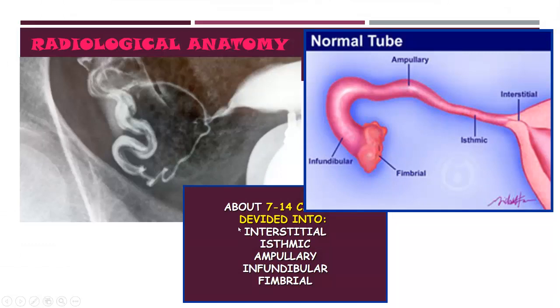Then we come to the common and most useful part of hysterosalpingography, which is the assessment of the fallopian tube. The uterine cavity we can usually assess by ultrasound or by MRI, but the gold standard to see the fallopian tube is hysterosalpingography.